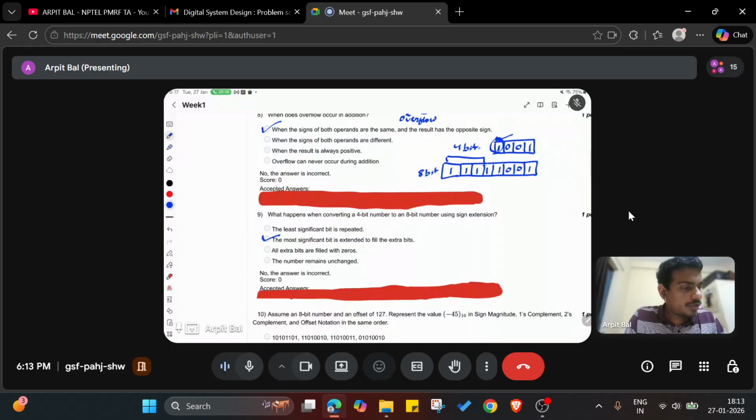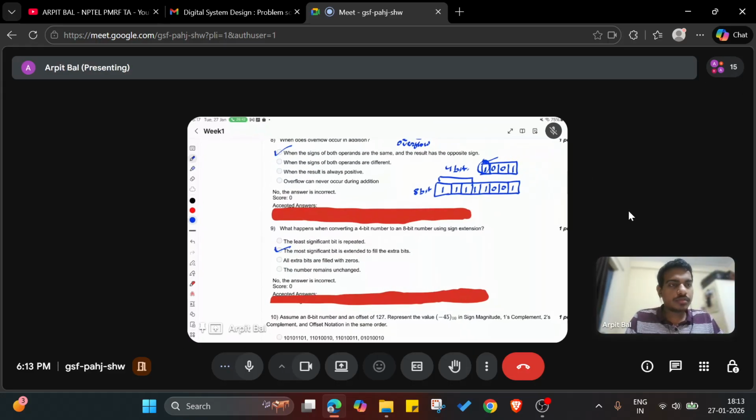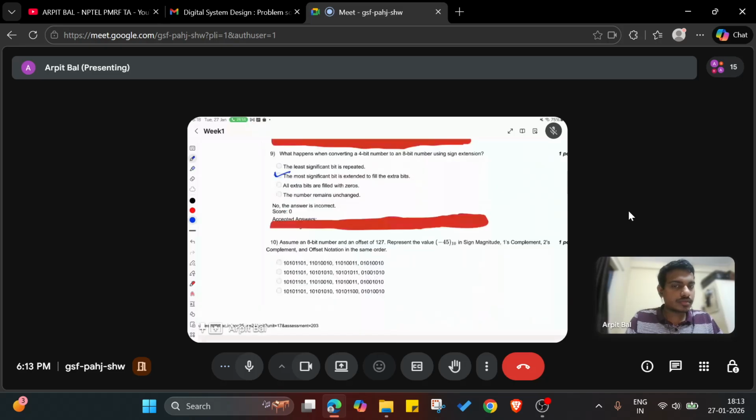Okay, moving on to the 10th question. Assume an 8-bit number and an offset of 127. Represent the value minus 45 in sign magnitude, 1's complement, 2's complement and offset notation in the same order. I think 45 we have already done.